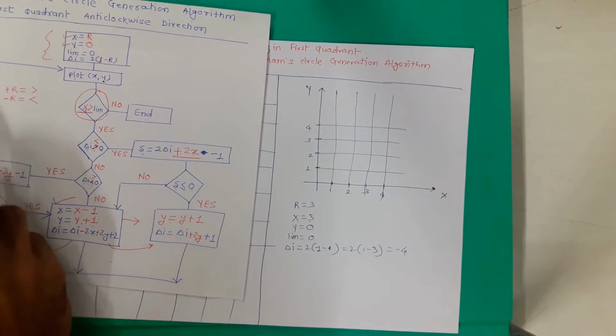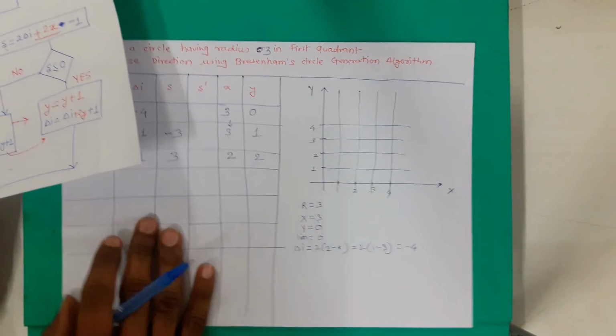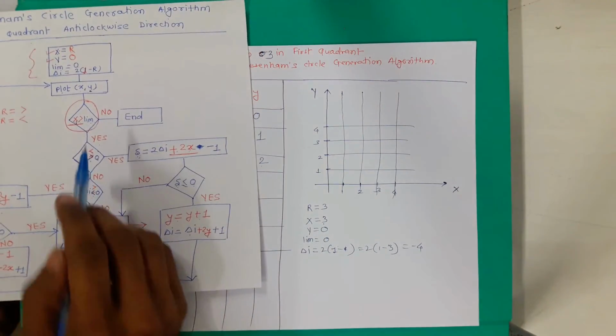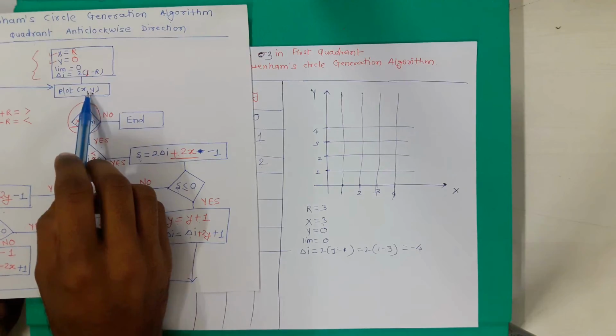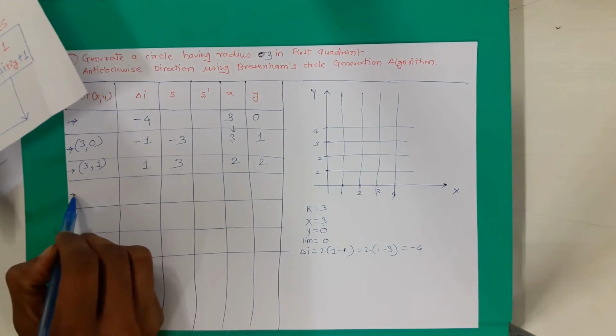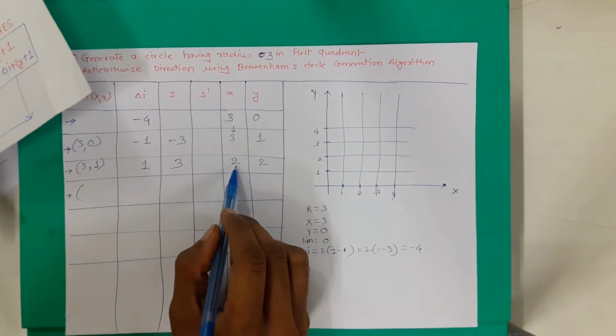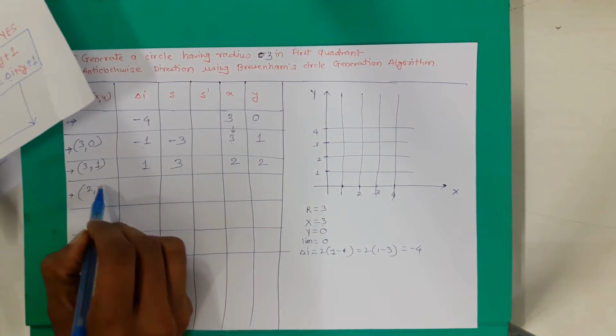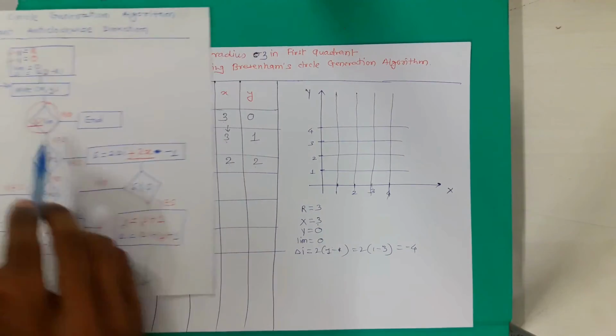Now go to plot x comma y. So when we write plot x comma y, we write in the next row. Our next row is this one. So write down here, x comma y, 2 2.